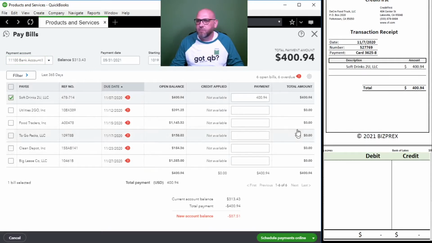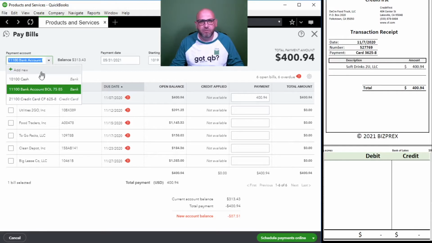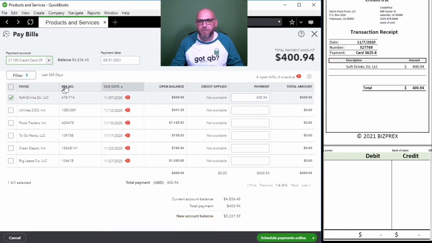All right, so payment right here. What are we gonna pay it with? Right here, you see we selected the bank account, but that's not what we're going to use. We're going to use the credit card, all right? And then the payment date, make sure we select the correct one.